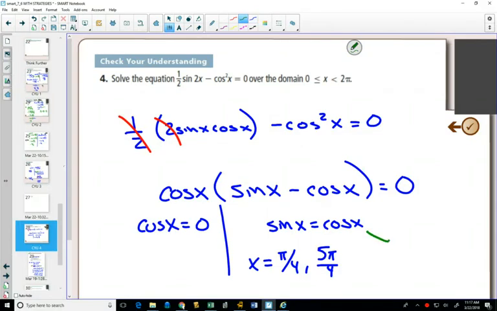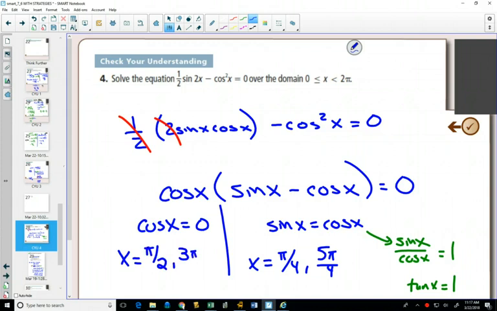Your other option here is to divide both sides by cos. And then you would have sine over cos, which you could change to tan, and you'd get tan x equals 1, which is also pi over 4 and 5 pi over 4. When is cos x equal to 0? X coordinate equal to 0 at pi over 2 and 3 pi over 2.